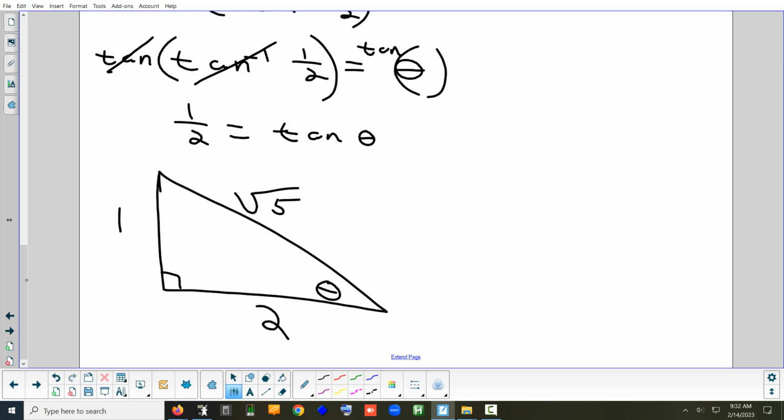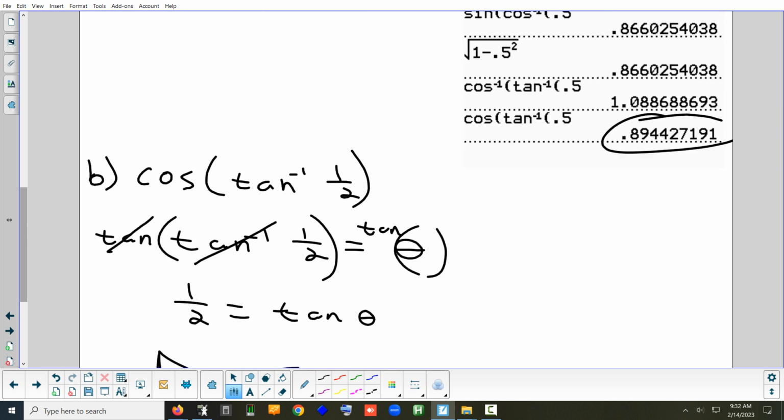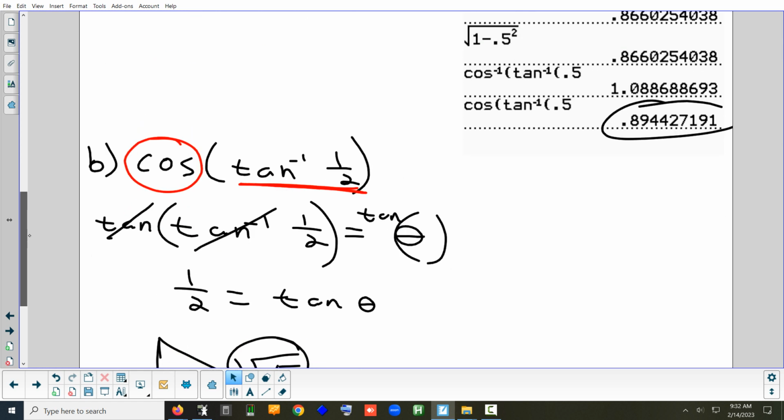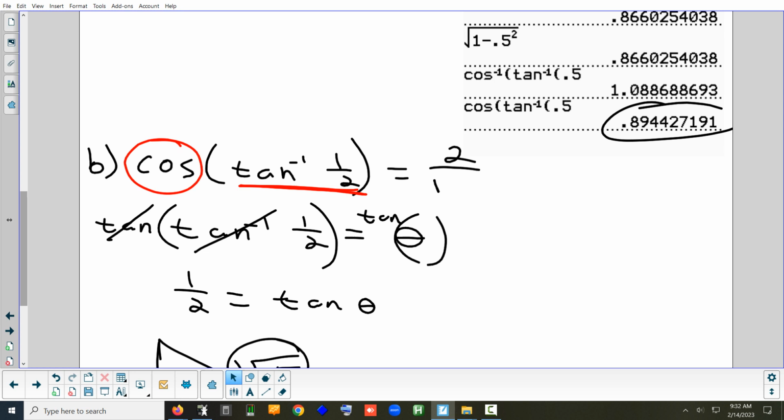Okay, so now we've got our diagram, which represents this. Now we want the cosine of my diagram. Cosine is what over what? Adjacent over hypotenuse. 2 over the square root of 5. Which, when I fix that so the root's not in the bottom, what do I get? 2 square root of 5 over 5.